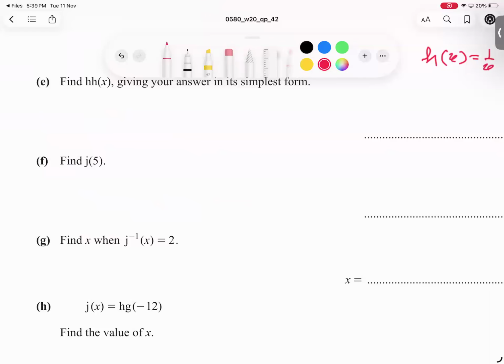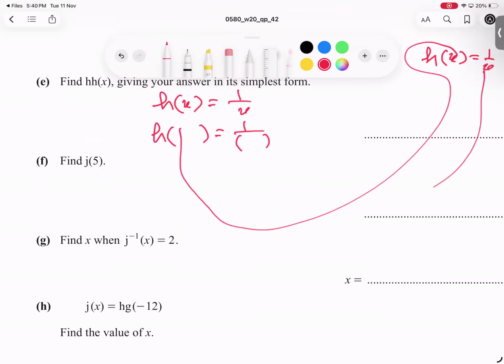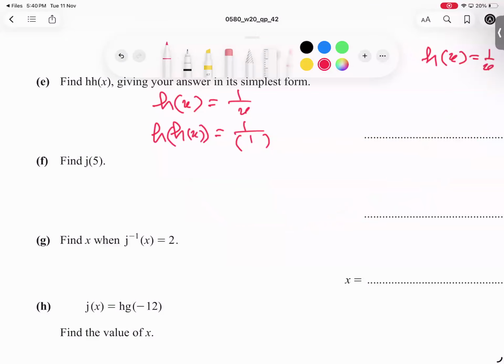So first of all, as my practice, I always copy the function. Now, how many x's? I will leave empty spaces. Here I'm writing the function name. Here I'm writing the function value. So h of x is equal to 1 by x.